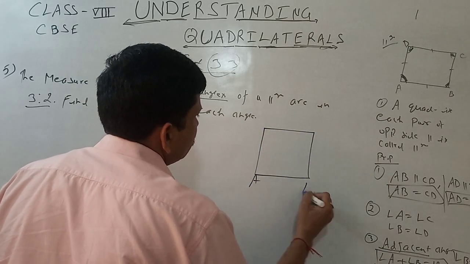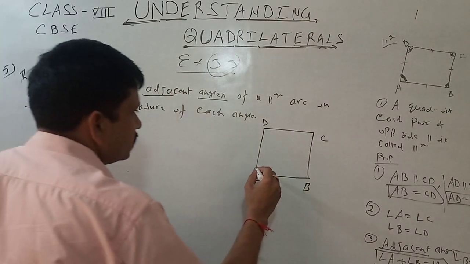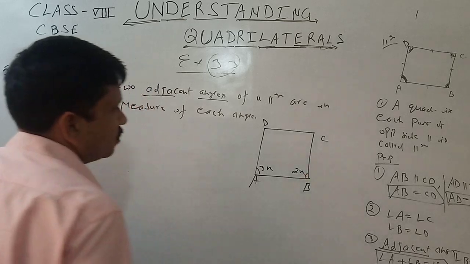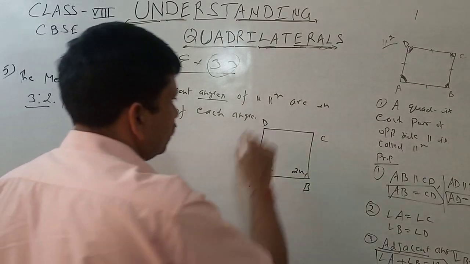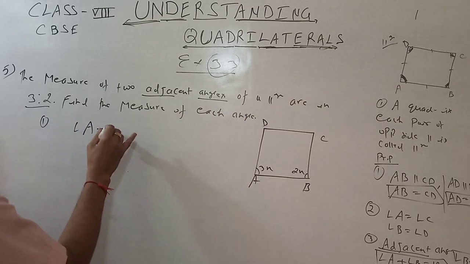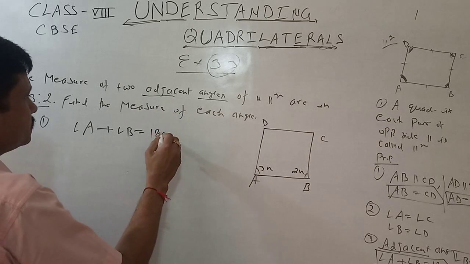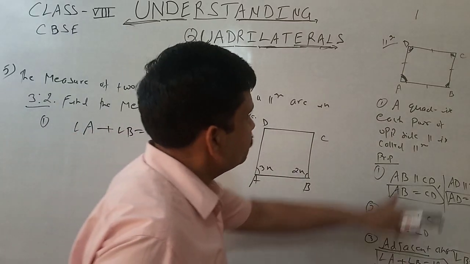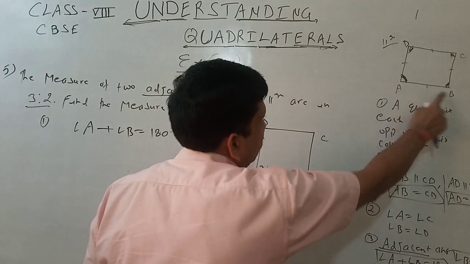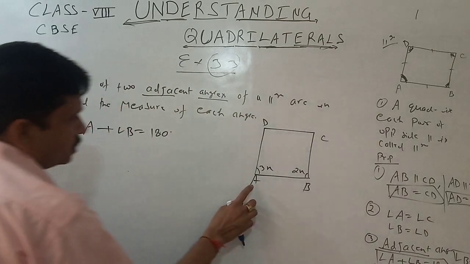This is the parallelogram ABCD, and let these angles, 3x and 2x, be the adjacent angles. We want to find all the angle measures. The property of a parallelogram: we know that angle A plus angle B is equal to 180. Angle A and angle D, angle A and angle B are also adjacent angles, so the sum is 180 degrees. So we use this property.